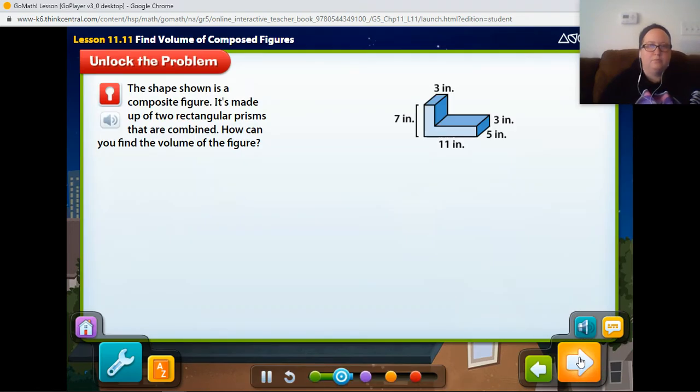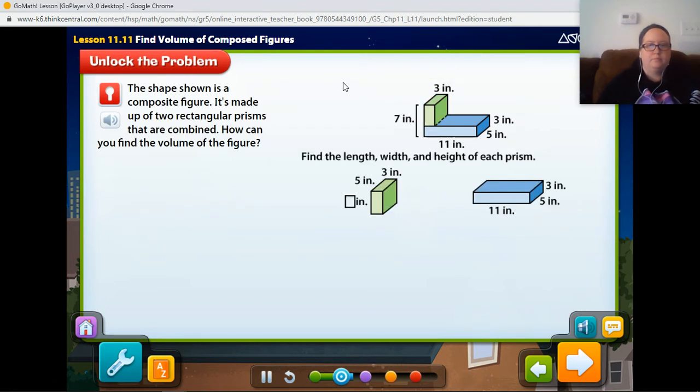Here's a problem about the volume of a composite figure. The shape shown is a composite figure. It's made up of two rectangular prisms that are combined. How can you find the volume of the figure? Let's unlock this problem. First, you need to break apart the solid figure into two rectangular prisms. Next, find the length, width, and height of each prism.